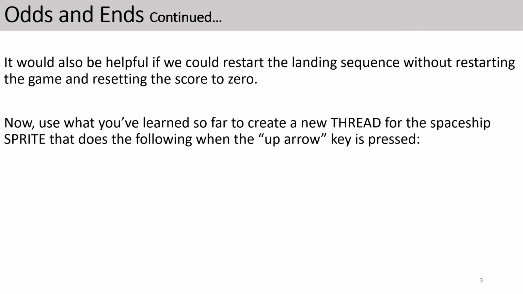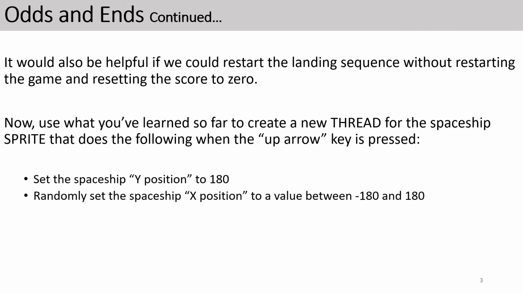Now use what you've learned so far to create a new thread for the spaceship sprite that does the following when the up arrow key is pressed. Set the spaceship Y position to 180. Randomly set the spaceship X position to a value between -180 and 180. Set the speed variable to 0.